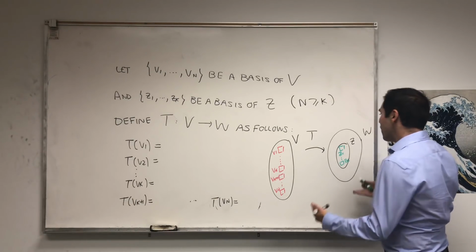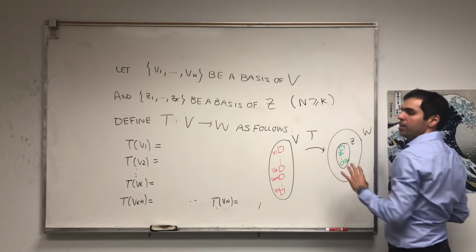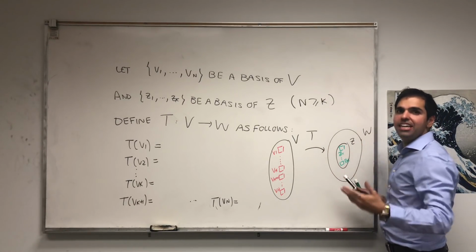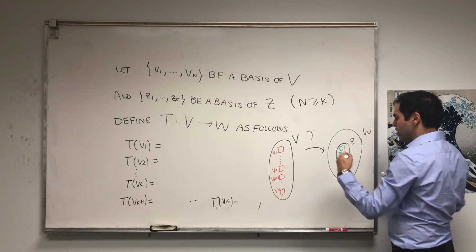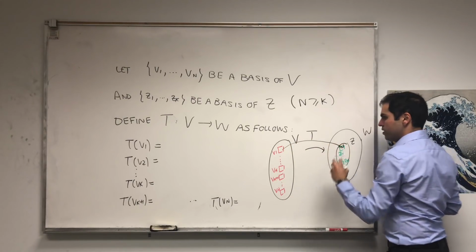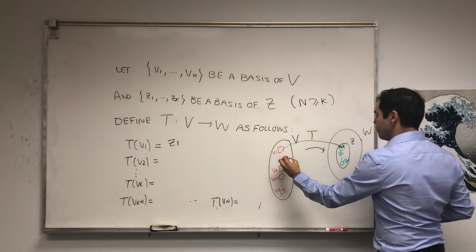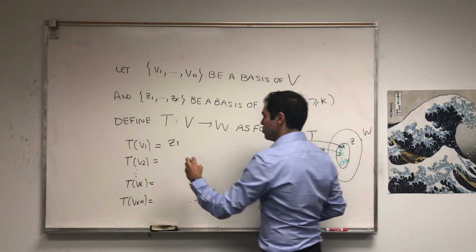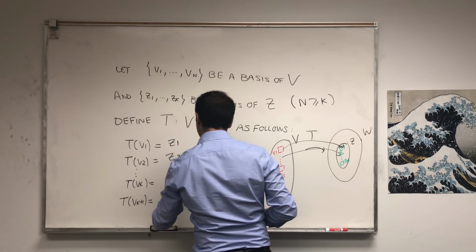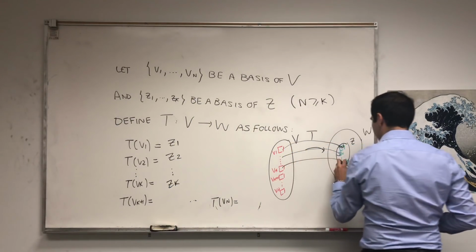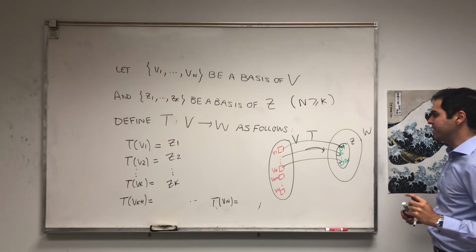And let's see, how could you possibly define it? So you want t of v1 to be in z, so that the range is z. Well, how about we just define t of v1 to be z1? It's a good first step, right? And then t of v2, how about we let it be z2? And then t of vk is zk. That's good because it tells you the first k vectors get mapped in z.